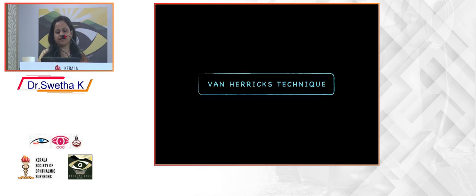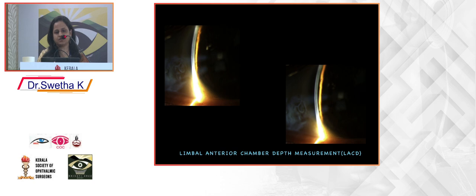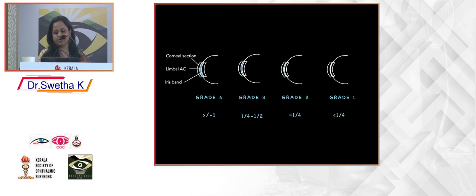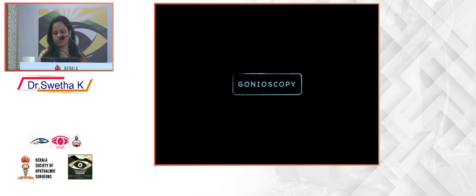Then we have the Van Herick technique, which is a slit lamp examination. It is also known as limbal anterior chamber depth measurement, where the anterior chamber depth is compared with the corneal section, and it is graded: grade 4 is more than or equal to 1, grade 3 is 1/4 to half, grade 2 is equal to 1/4, and grade 1 is less than 1/4. So grade 1 is the one in which we can have an occludable angle.